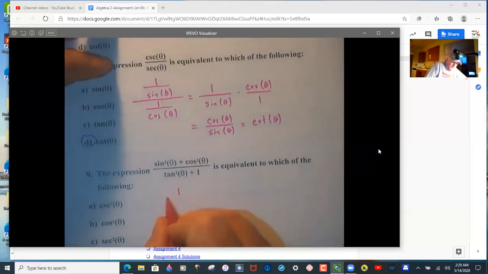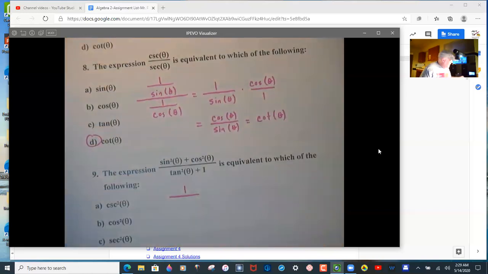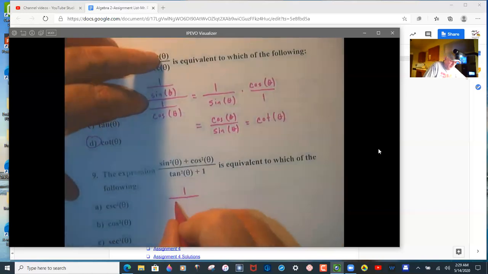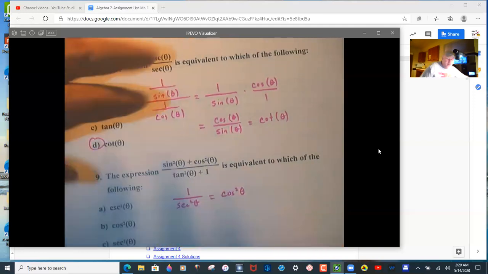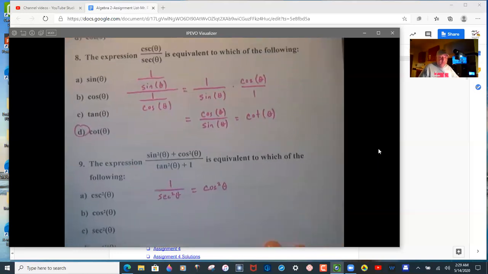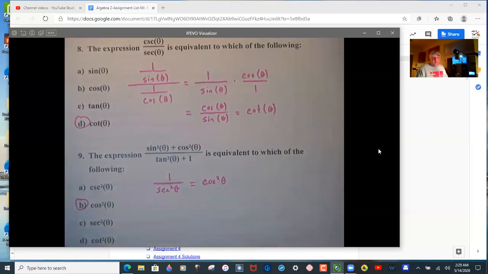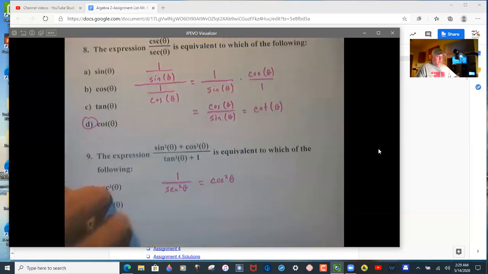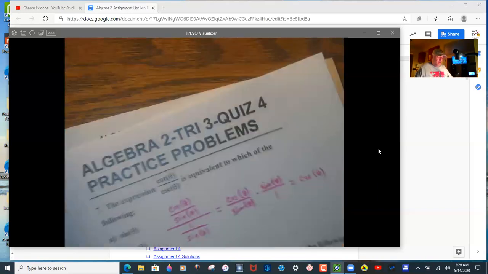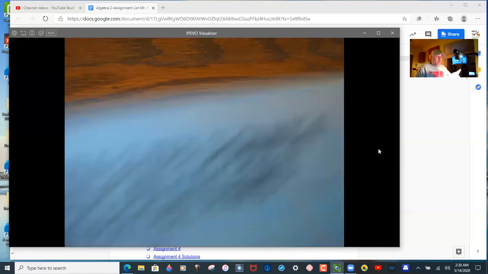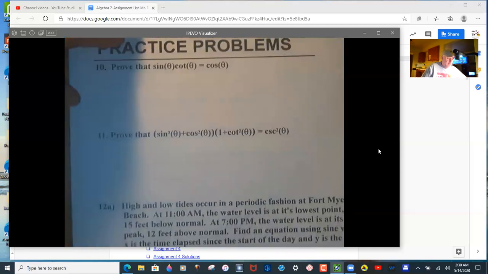Same thing here, Pythagorean identities. The top is 1. And then tangent squared plus 1 is secant squared. So this is equal to cosine squared. So the reciprocal identity squared equals the other side squared also. So 1 over secant is cosine, therefore 1 over secant squared is cosine squared. Not too hard to do. You're just substituting in things, and 10 and 11 are probably even easier.